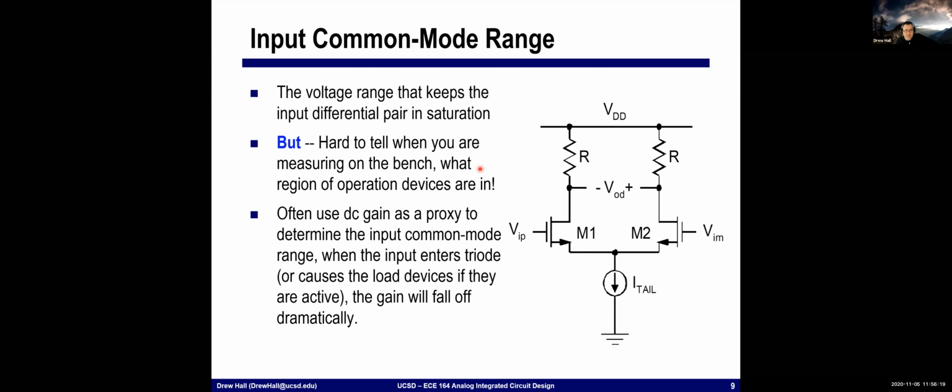I'll talk a little bit more in a subsequent lecture, but I wanted to at least put this on your radar right now. Really, when we're talking about the input common mode range, what we're trying to do is find a DC input, a VCM, that I'm going to apply to this differential pair that keeps M1 and M2 in saturation. Okay? And just as a quick thought experiment, what would happen to this particular circuit if I took VCM, or both of these inputs, and I started pulling them up?